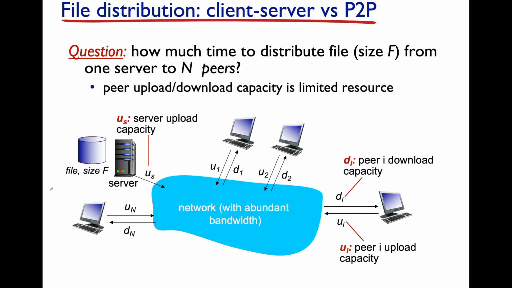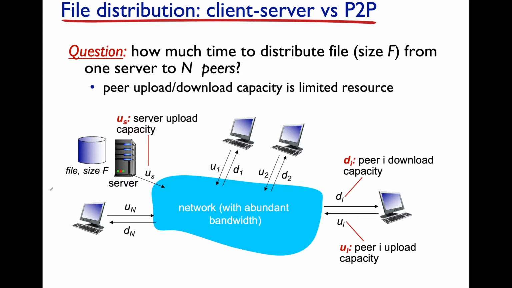You can imagine this is something like a video that you're trying to stream or some file that you're trying to transfer. The idea is you want to distribute it so that everyone gets a copy, and many peers get a copy of this file. We know that the bottleneck link is typically the access link for the client or the server, and so peer upload and download capacity is oftentimes the limited resource.